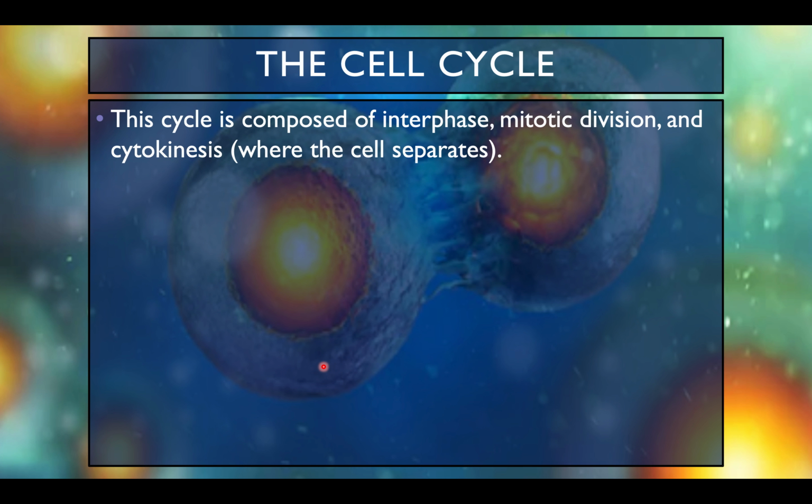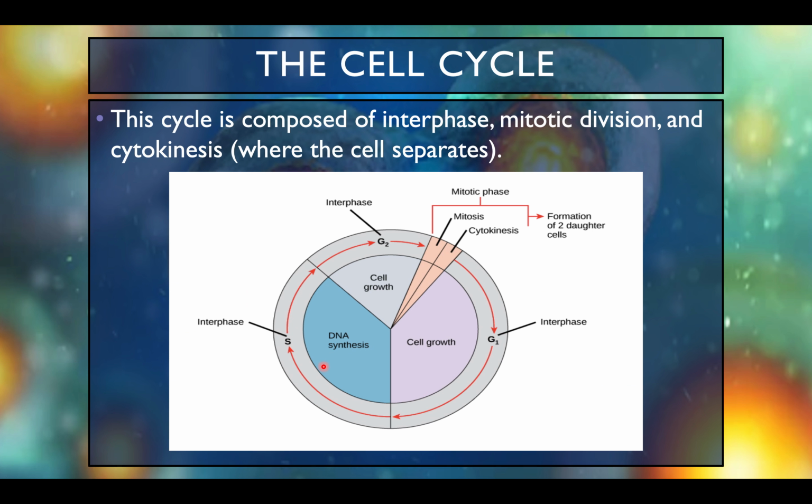Let's look at the cell cycle. This cycle is composed of interphase, mitotic division, and cytokinesis. Cytokinesis is when the cell separates, when it divides into 2 new cells. As I told you before, interphase is any time that the cell is not actively engaging in mitosis. So here you see mitosis with the cytokinesis, and then everything else, all the gray part, is interphase. And yes, there are some stages of interphase as well. But understand that interphase is all the other time that the cell is alive when it's not actively engaging in mitosis.